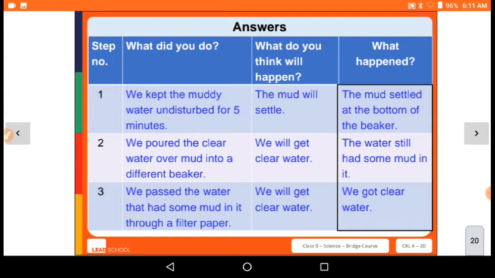So what did you do? We poured the clear water. What do you think will happen? We will get clear water.